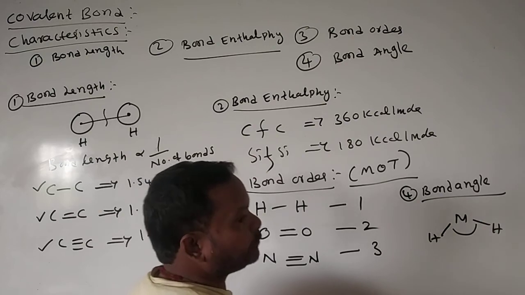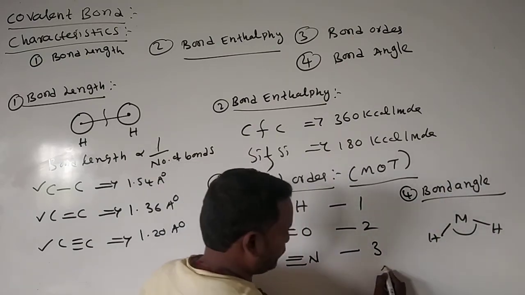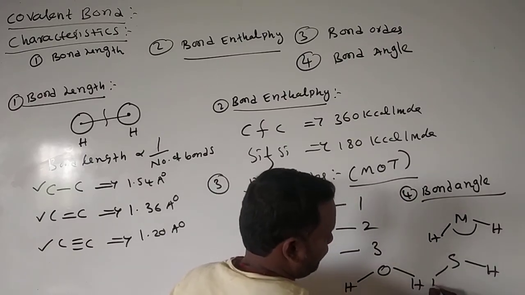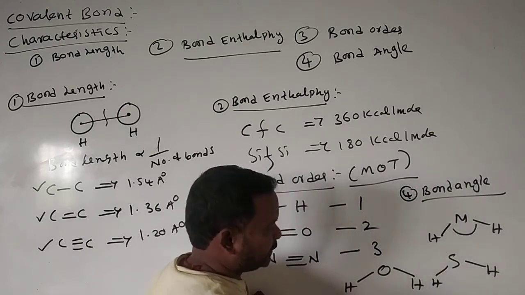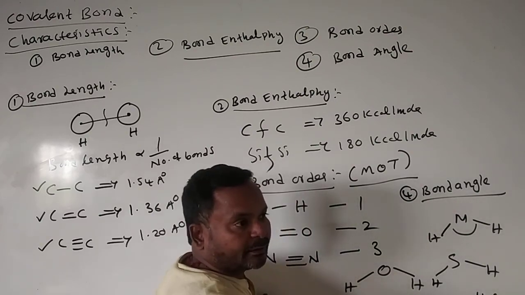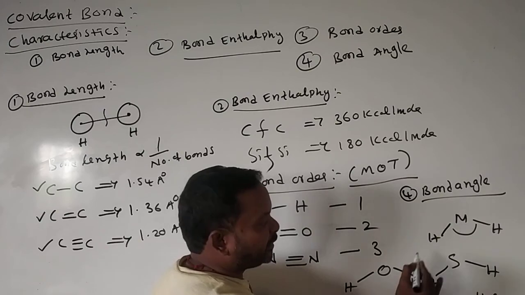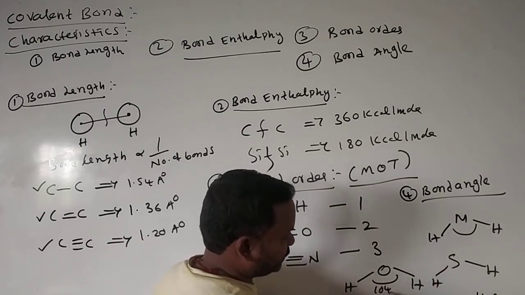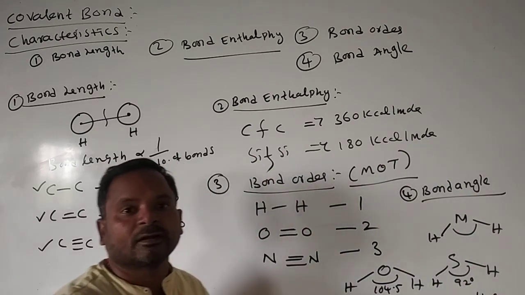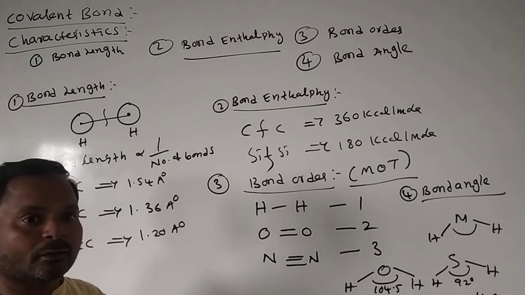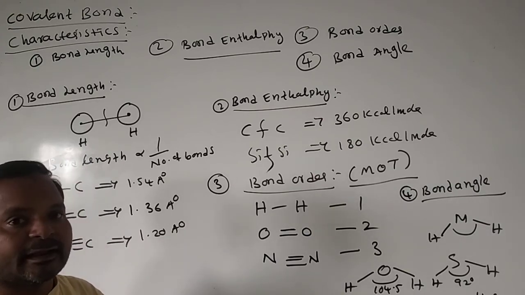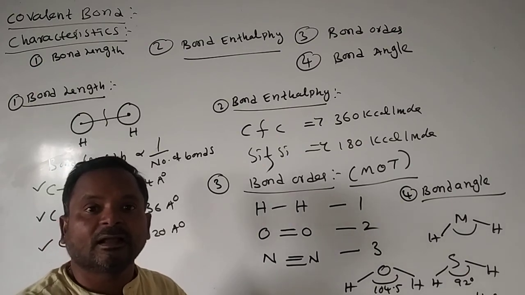Here I am taking three or four molecules. It depends on electronegativity. This is the H2O molecule, water, and this is the H2S molecule, hydrogen sulfide. Oxygen is more electronegative than sulfur, so here the bond angle is 104.5 degrees, and here the bond angle is 92 degrees. The atom which has more electronegativity exhibits a larger bond angle. Bond angle depends on the electronegativity of an atom.